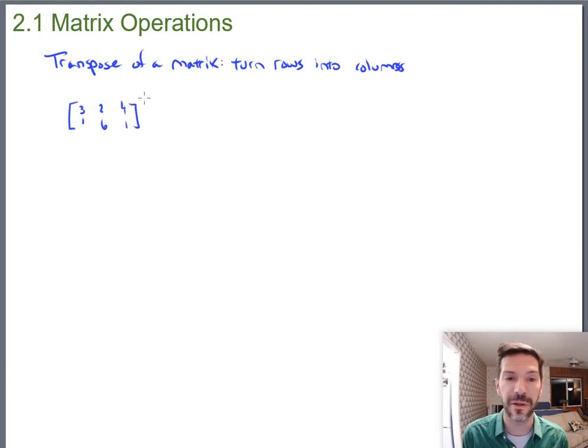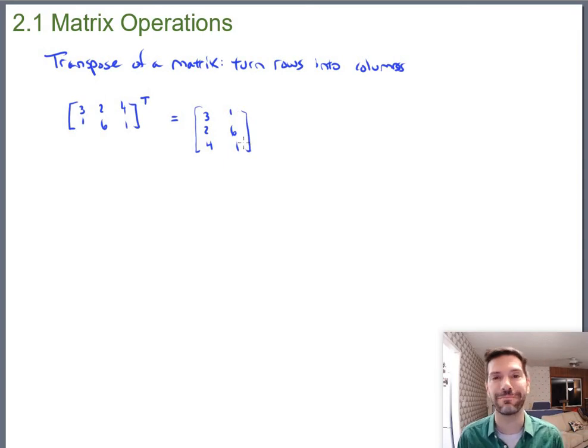So there's a matrix, and the transpose, they sort of write it like an exponent, even though it's not an exponent. But the transpose of that matrix would be the first row, 3, 2, 4, becomes the first column, 3, 2, 4. And the second row becomes the second column. Ta-da! You've done transpose. You know a new matrix operation. Congratulations. Yeah, really that's about all there is to it.